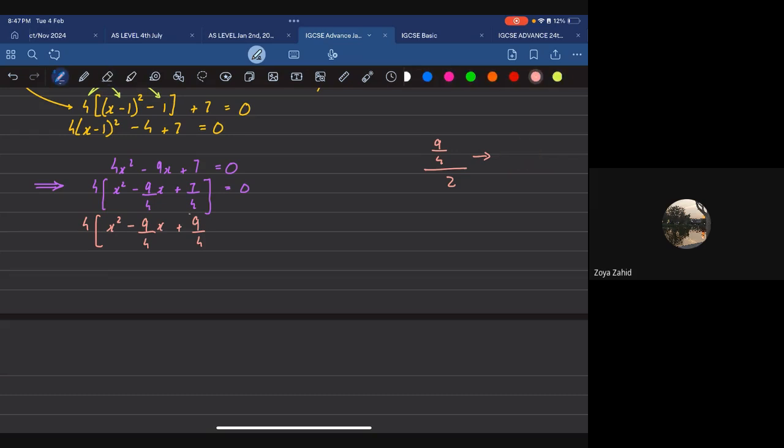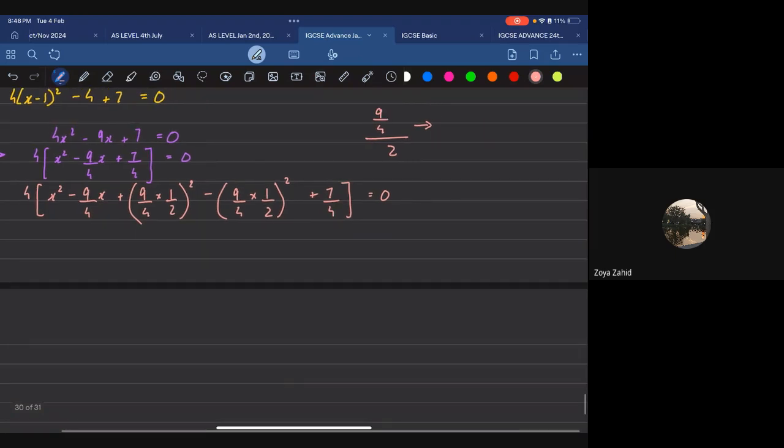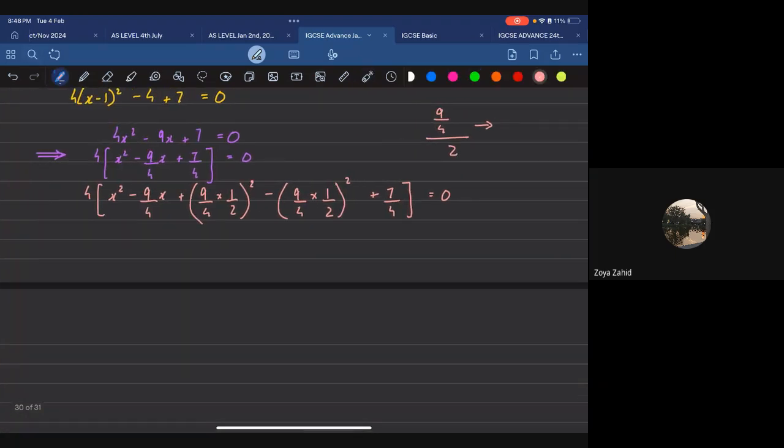I'm going to add 9 over 4 multiplied by 1 over 2 whole squared, minus 9 over 4 multiplied by 1 over 2 whole squared, plus 7 over 4 as it is on the outside. It is equal to 0. All right. Now what we're going to do is simply further simplify this.